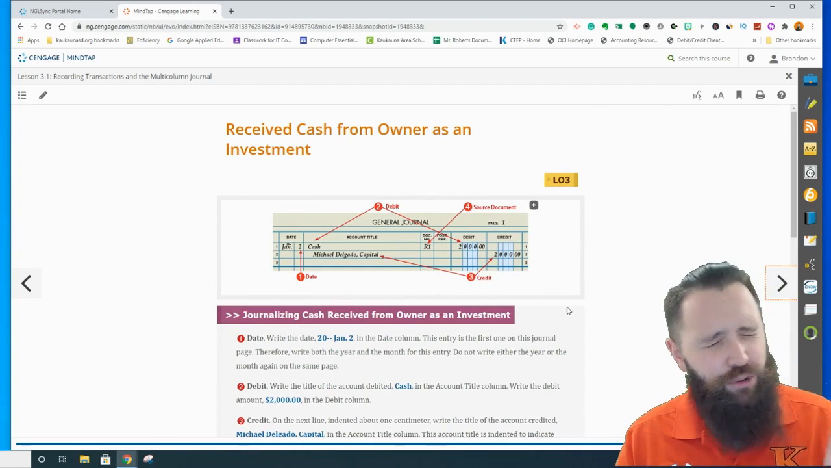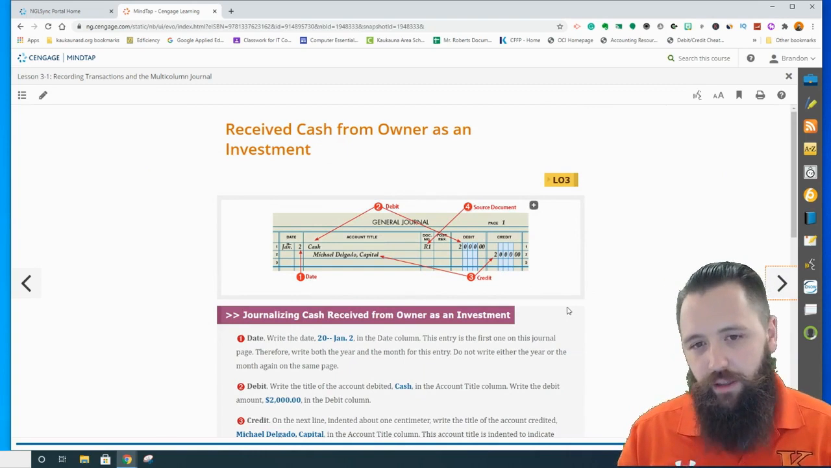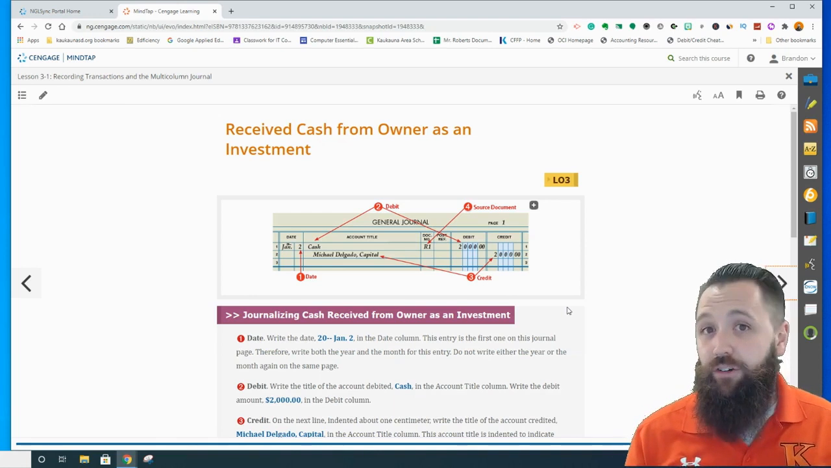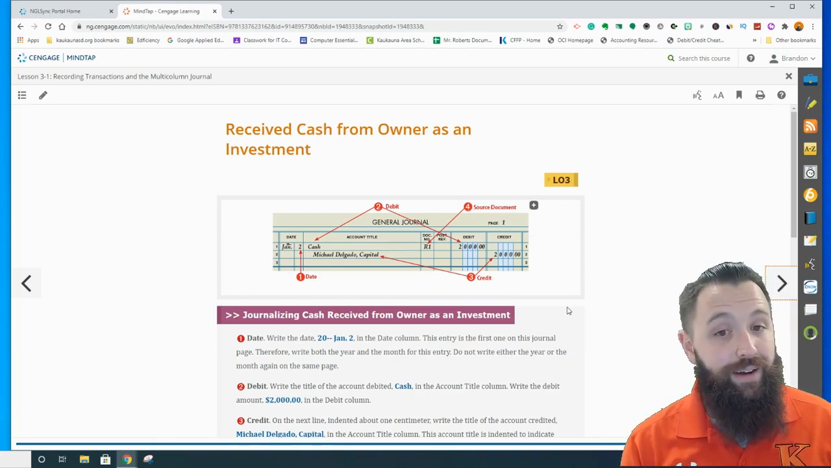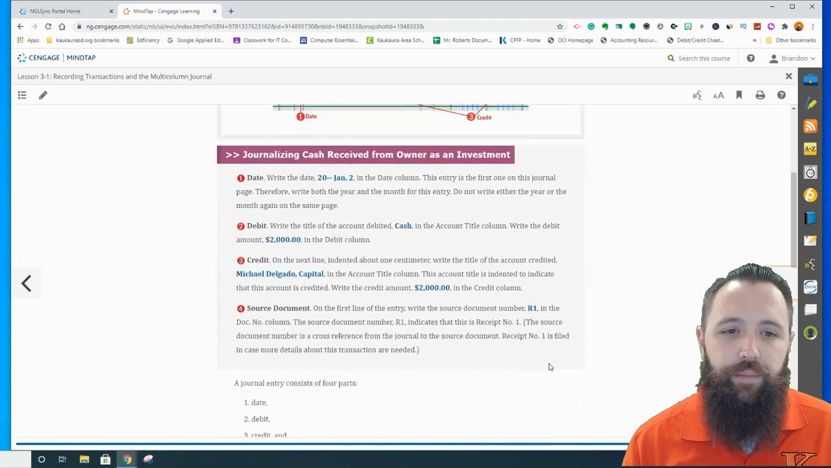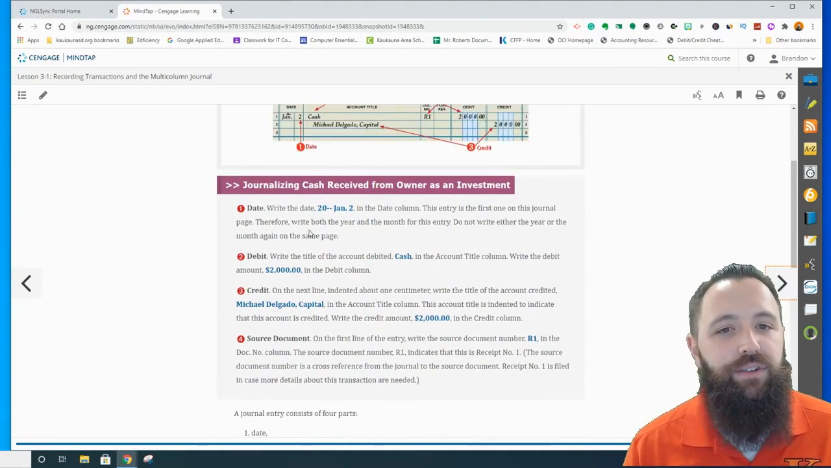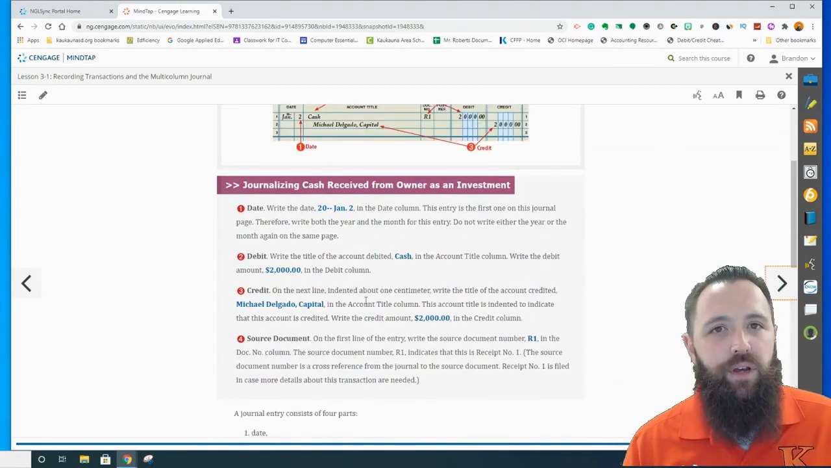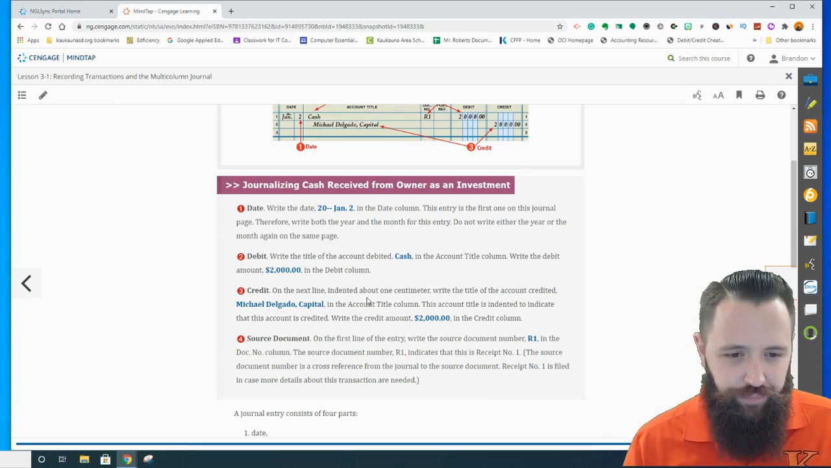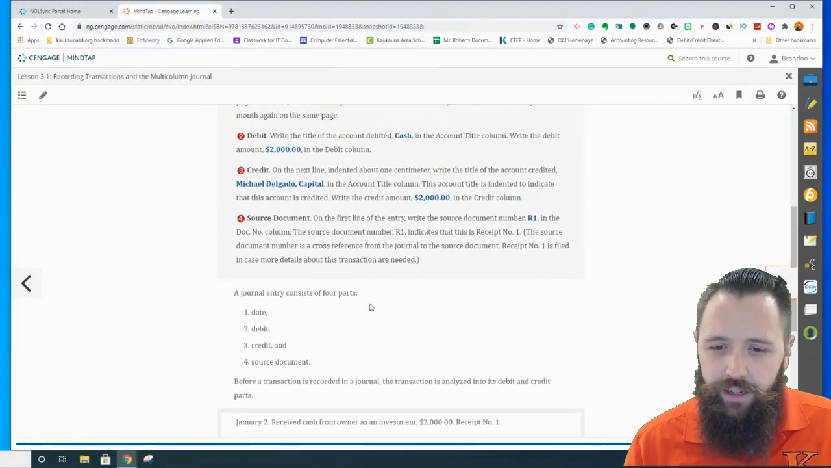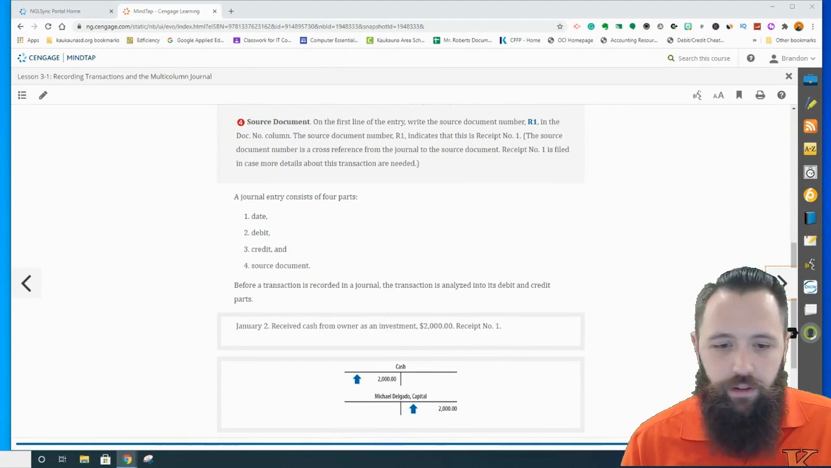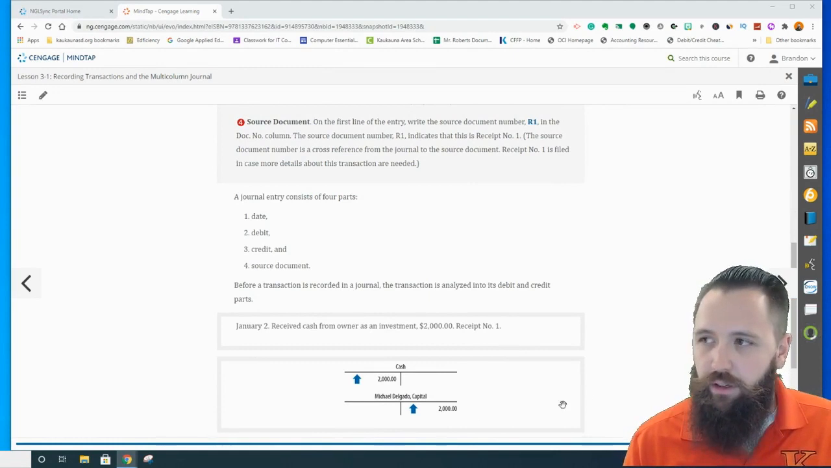So now we've gone over source documents and we've looked at the parts of the general journal. Let's go over a couple transactions that we've already done, but now how do we journalize those? So I would highly recommend that you come back to these steps here the first couple times that you're journalizing in the journal. Let's look at the transaction because they put it way down here.